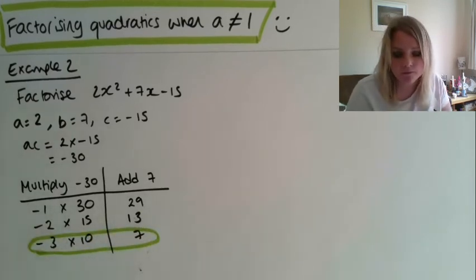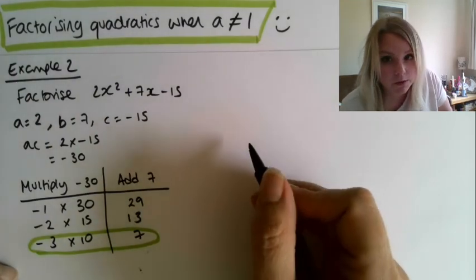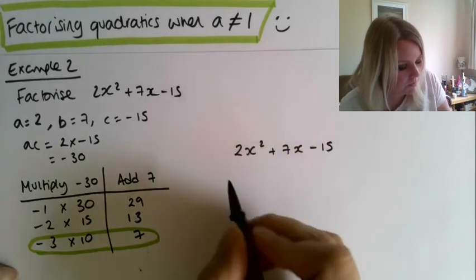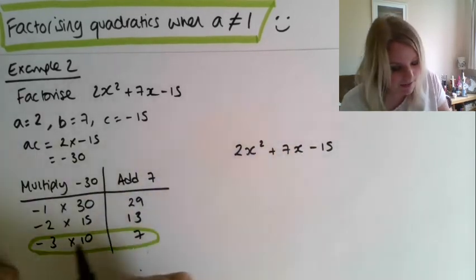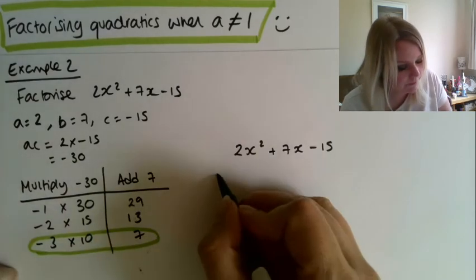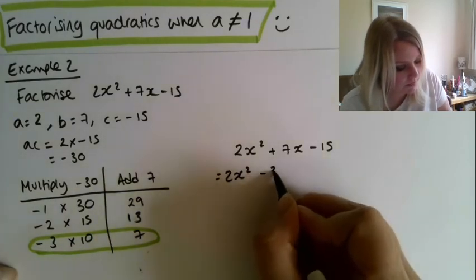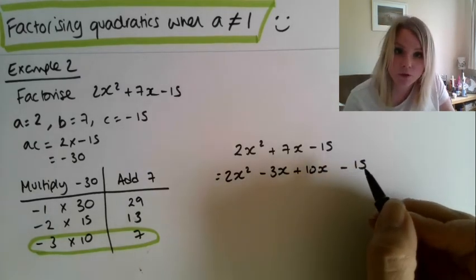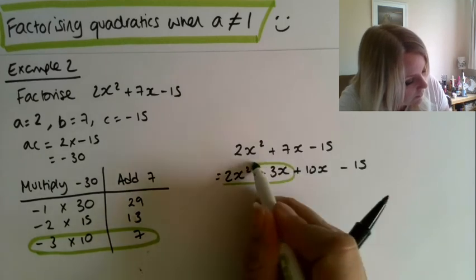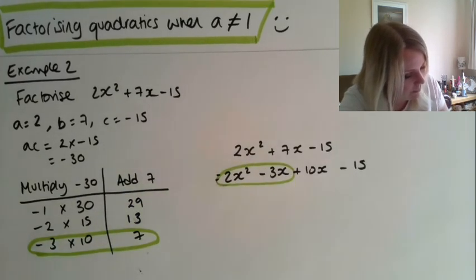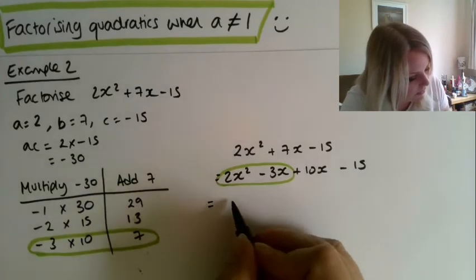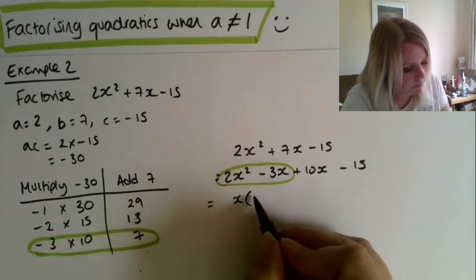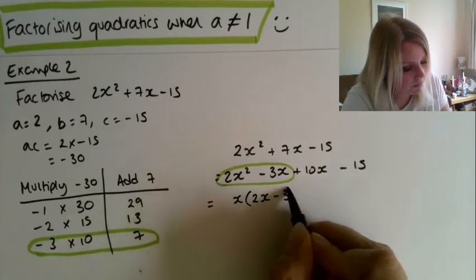Okay, now write out our equation. So 2x squared plus 7x minus 15. Split this 7x into minus 3x plus 10x. So 2x squared minus 3x plus 10x minus 15. Take our first two terms and factorize them. So let me see, x can come out of the bracket, I think that's it. And that leaves me with 2x minus 3.